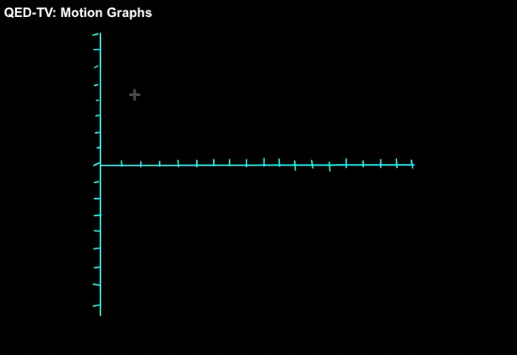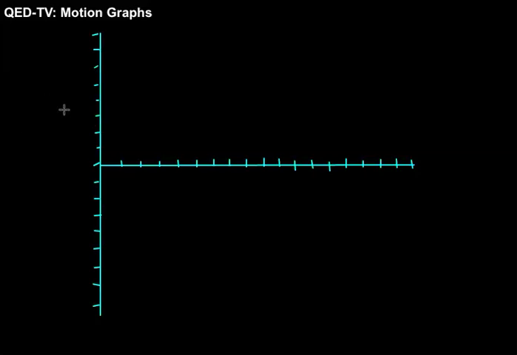In this movie, we'd like to examine three different types of motion graphs. We're going to look at a displacement time graph, we'll look at a velocity time graph, and then we'll finally look at an acceleration time graph and kind of put them all together to see how they are related.